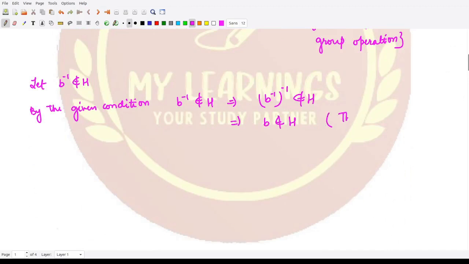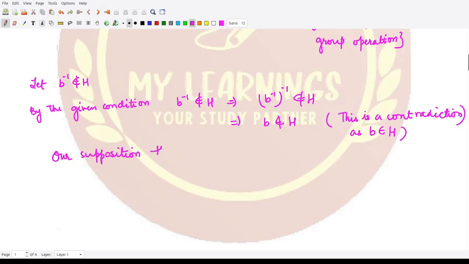However, this is a contradiction. Why? Because in the very starting we have assumed that B is a member of H. As B belongs to H, using this we reach a contradiction. So that means our supposition here was incorrect. Our supposition that B inverse does not belong to H is incorrect.